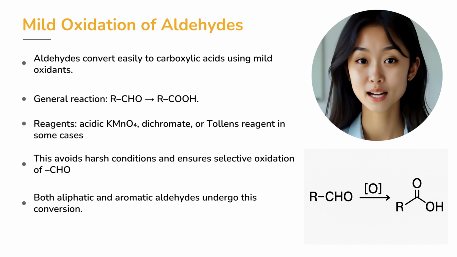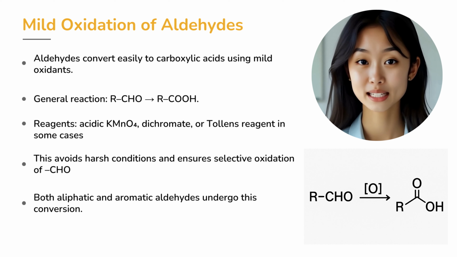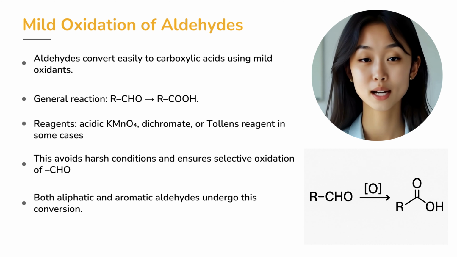Now let's look at aldehydes. These are one step away from carboxylic acids, so only mild oxidation is required. For example, our R-CHO can be gently oxidized to our R-COOH. Reagents such as acidic KMnO4 or dichromate do the job effectively. You may also recall from earlier discussions that aldehydes can even be oxidized by mild reagents like Tollens' reagent.